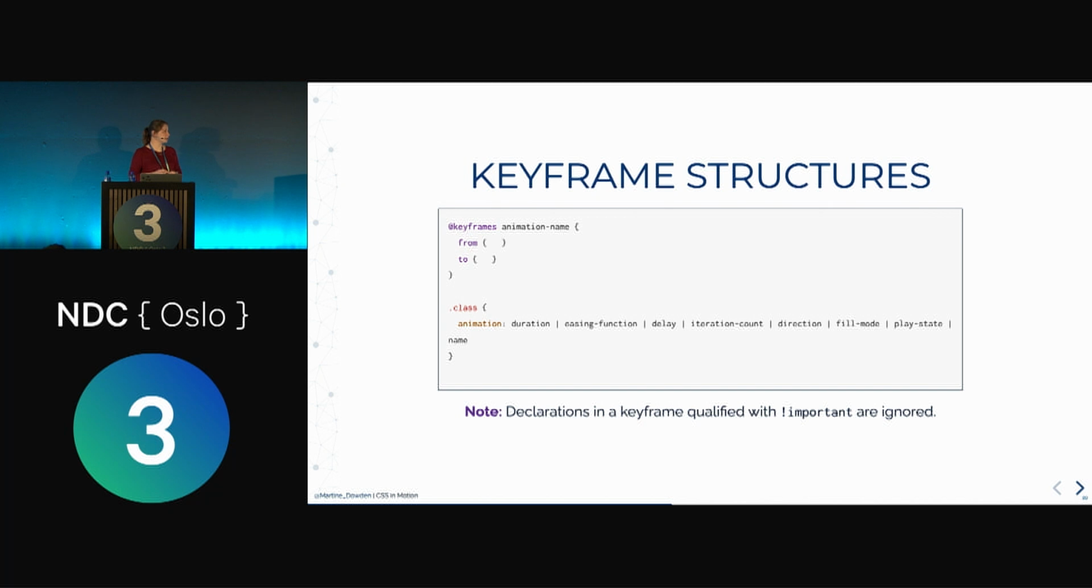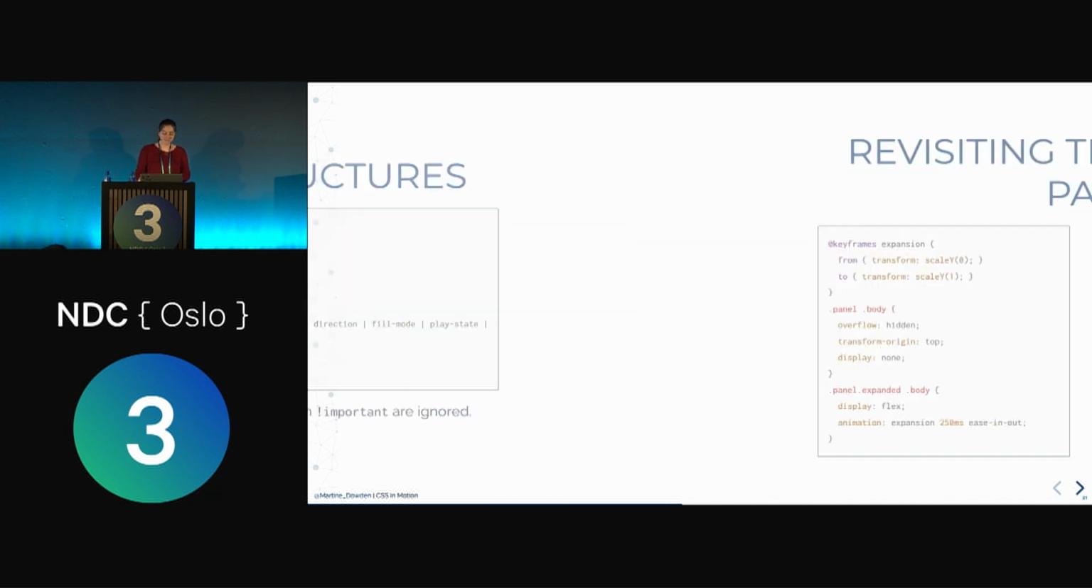If you have an important in a keyframe, not that nobody's using important, right? We know better, yes? But if you're going to try to stick one in a keyframe, it's not going to work. It's going to get ignored, just as a heads up. And so after that, just the same way as we define our transition, we can define our animation. We have a couple extra things we can define in our animation, which is obviously the iteration count, which is how many times we want it to go ahead and run.